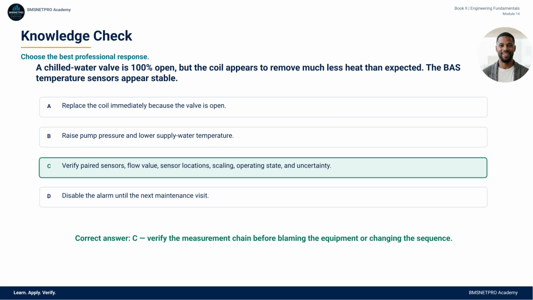The correct answer is C. The coil may have a real performance issue, but the first professional step is to verify the evidence. Check paired temperature sensors, flow measurement, sensor location, scaling, operating state, and uncertainty. A 100% valve command tells us the BAS is asking for full output. It does not prove that the flow is correct, the temperature pair is accurate, or the calculated load is reliable. Evidence comes before equipment replacement or sequence edits.